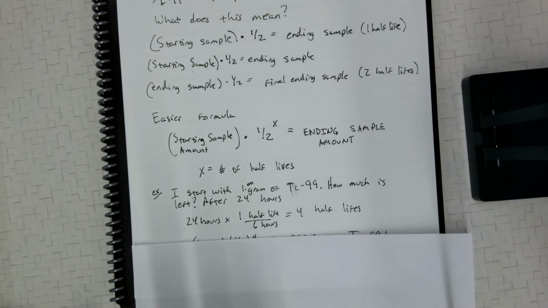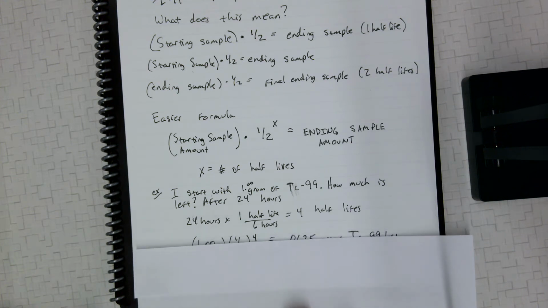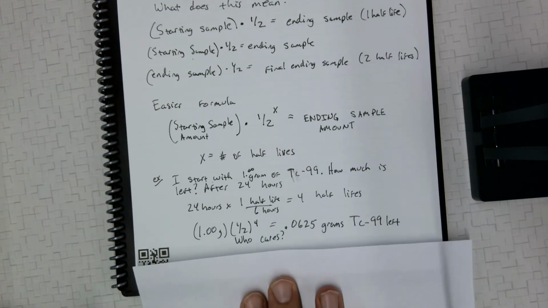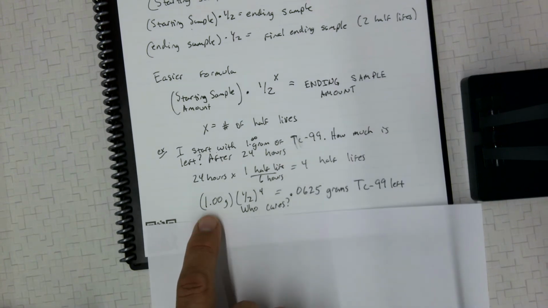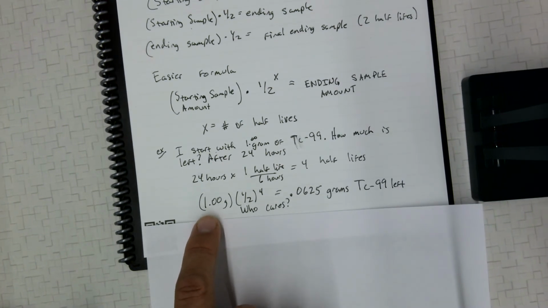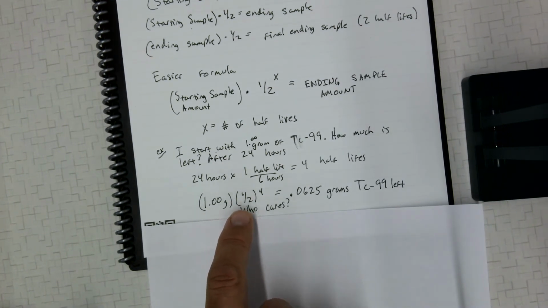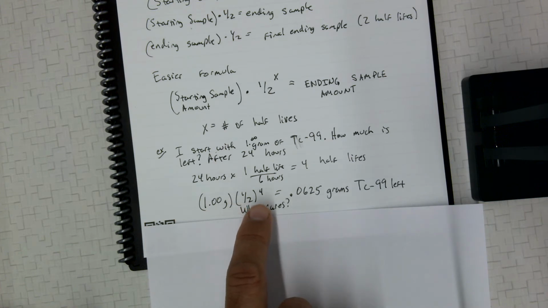And so typically, to be able to solve for this, we can then say, okay, well, let's put it in the equation and find out. So if we have 1 gram, that's going to get cut in half essentially 4 times.